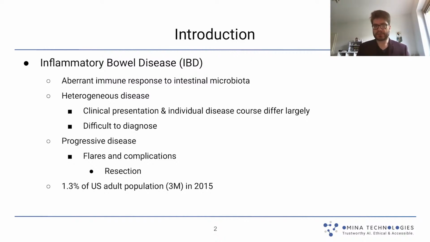The disease is also quite prevalent. At least the last time it was counted in 2015, it was shown that 1.3% of the US adult population suffer from this disease. So it's an interesting disease to study if we can predict these flare events, because if we can predict them, instead of reacting to a flare and needing to resection the colon, we could proact it and give medication to suppress the flare event.